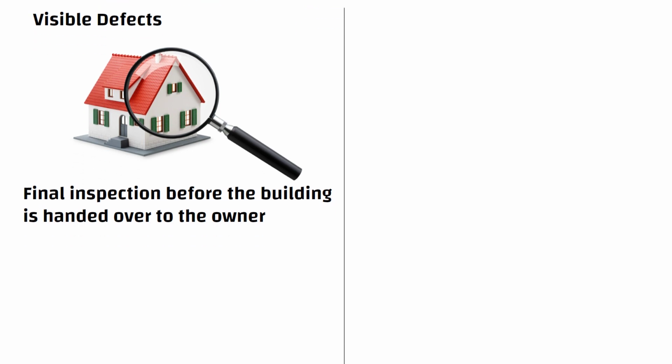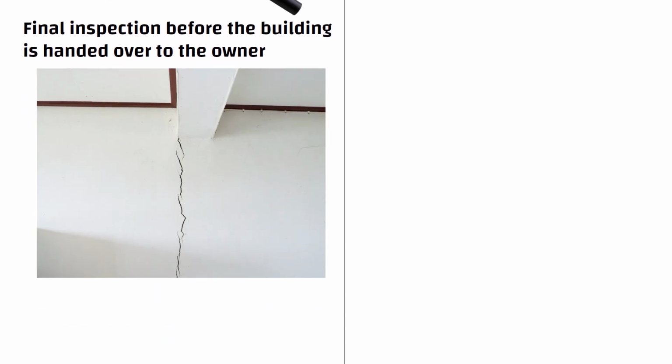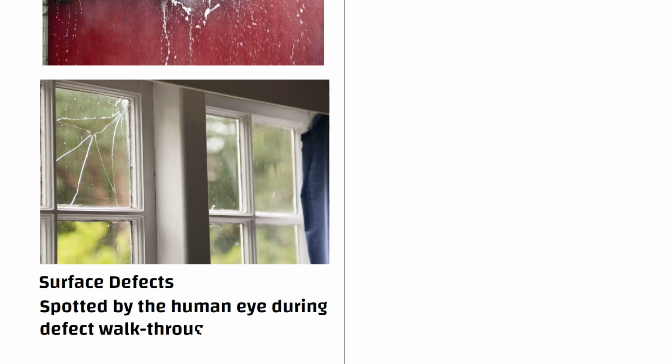Examples of patent defects include cracks in the walls, broken tiles, faulty pipes causing water seepage, or broken windows. Patent defects are often surface defects which can be spotted by the human eye during defect walkthroughs and inspections.